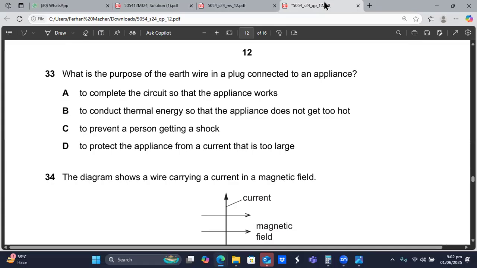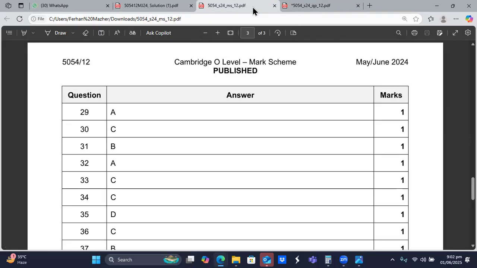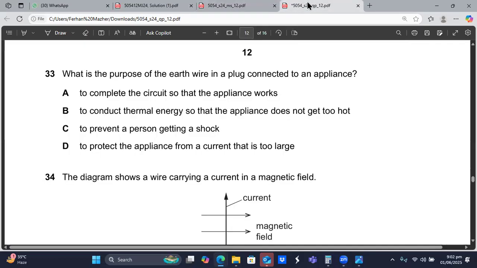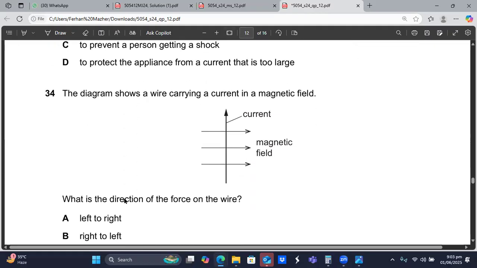So if we are only talking about the earth wire, then its purpose is to prevent a person from getting a shock. I think question number 33, C is the right option, sir. There was a little bit of confusion between C and D, but when you think more clearly and pay more attention, you will understand that the earth wire will prevent a person from getting a shock. A fuse will be used to protect the appliance from a current that is too large. 33, C is the right answer, sir. It was a little confusing.